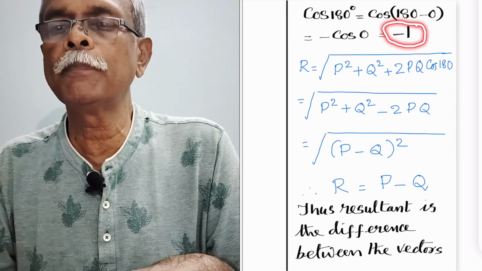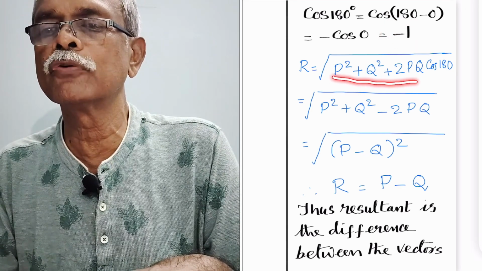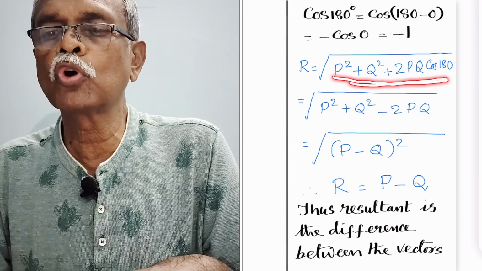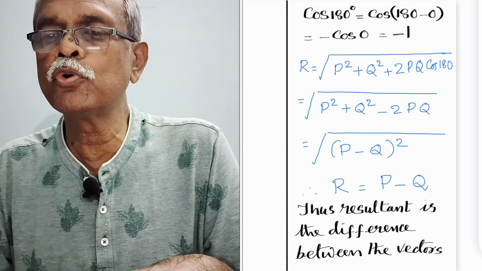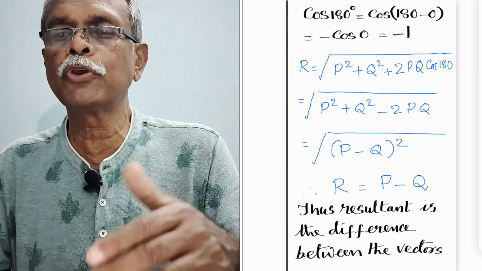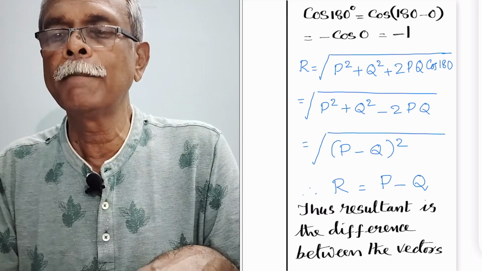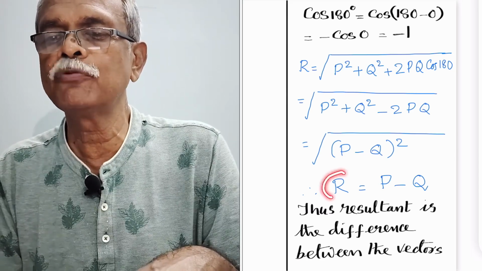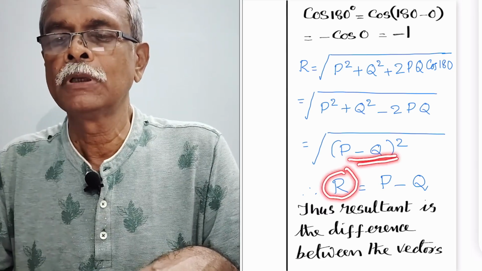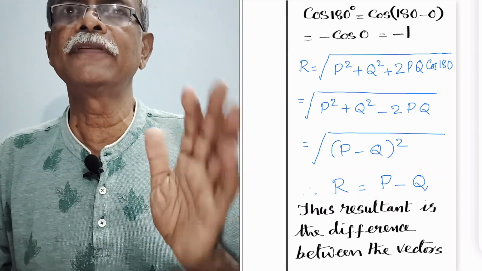R is equal to the square root of P square plus Q square plus 2PQ cos 180. That is P square plus Q square minus 2PQ, which is (P minus Q) whole square. Therefore, R is the square root of (P minus Q) whole square, which is P minus Q. The resultant is the difference between the vectors.